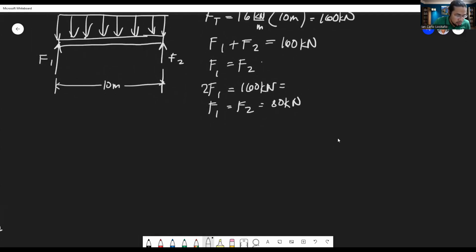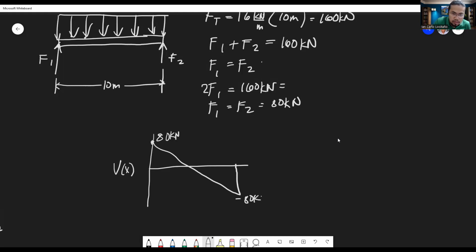So you get first the shear. Let's draw the shear diagram. It's going to start from here at 80 kilonewtons, sorry, positive 80 kilonewtons. It's going to go down to the bottom, because we have a distributed load, and we get negative 80 kilonewtons.